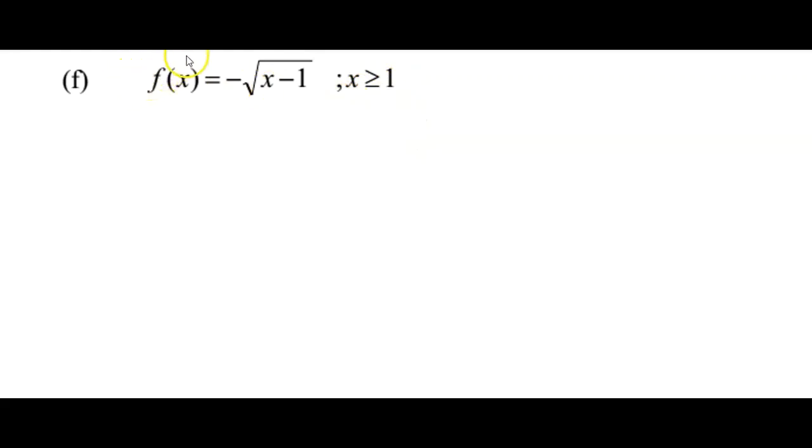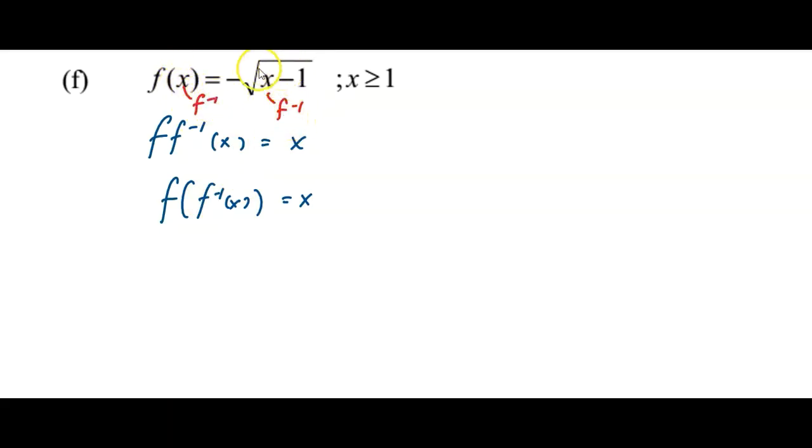Let us move to the next example, and now I'm going to get the f inverse for this function. Again, I'll start from this statement: f of f inverse of x equals x. On the left-hand side, the x in f is replaced by f inverse of x. So I will have the negative square root of f inverse of x minus 1, and this is equal to x.